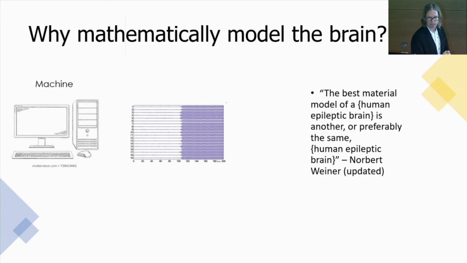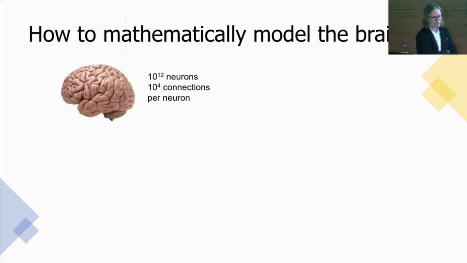And this is why I'd like to introduce some of the approaches we've been taking to mathematically model brain data and to see whether that can actually answer questions in terms of can it help with diagnosing epilepsy or other non-epilepsy conditions. So how do we mathematically model the brain? Well, as we heard this morning, the brain consists of about 10 to the 12 neurons. There's about 10 to the 4 connections per neuron. This is enormously complex.